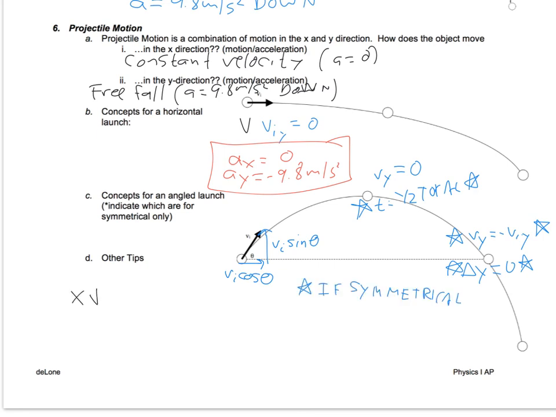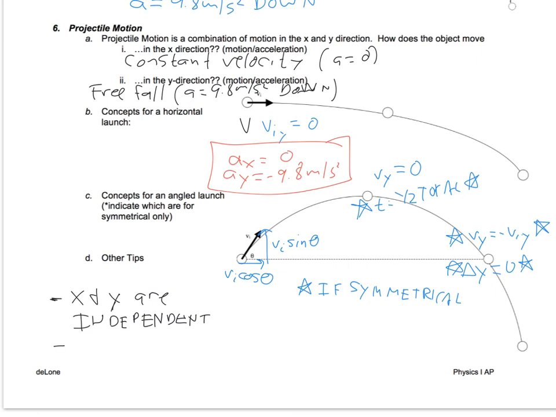A few other tips here. Keep in mind that x and y are independent of each other. Okay, there's a good chance you'll see some questions related to that, because they like to ask ones where you have an object dropped and an object fired horizontally. We looked at the dropped and the fired bullet, things like that. The fact that something has an x velocity has no impact on its y motion whatsoever, and vice versa. So that's an important thing to keep in mind here.